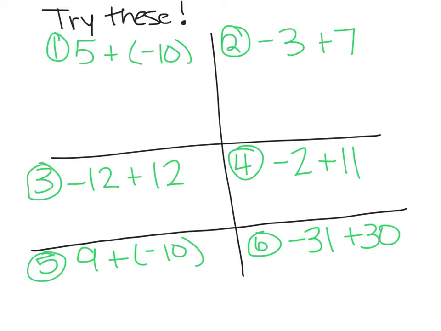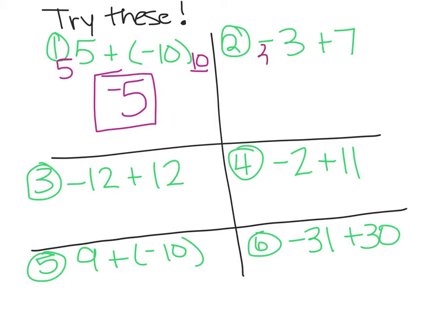Again, 5 is the absolute value, 10 is the absolute value. We're going to do 10 minus 5, which is 5. We're going to keep the sign of the bigger absolute value, so it's going to be a -5. Good work.